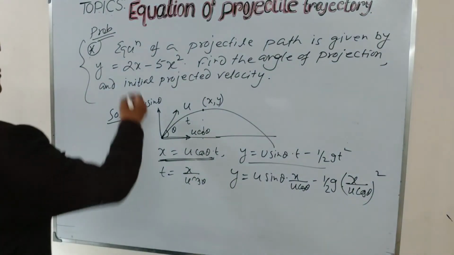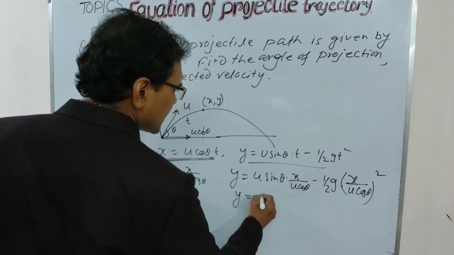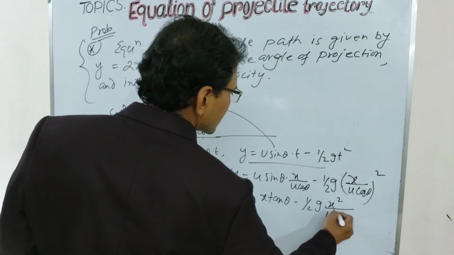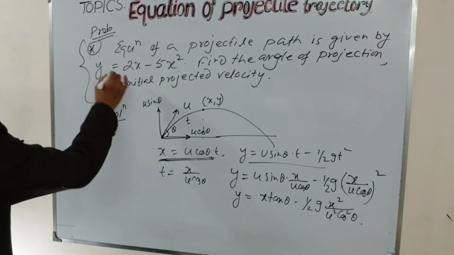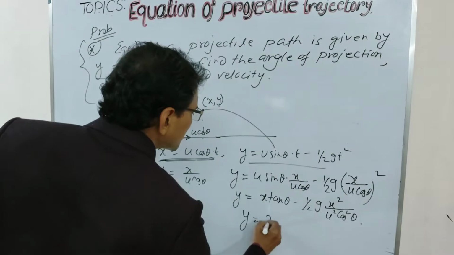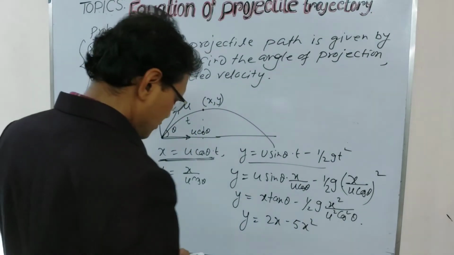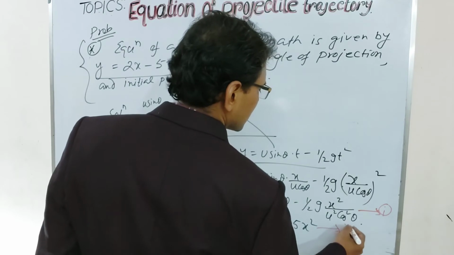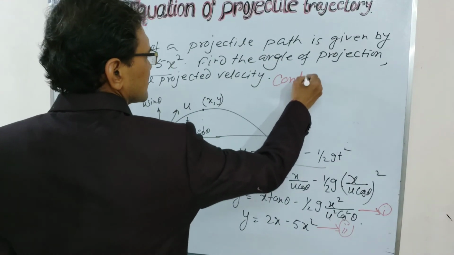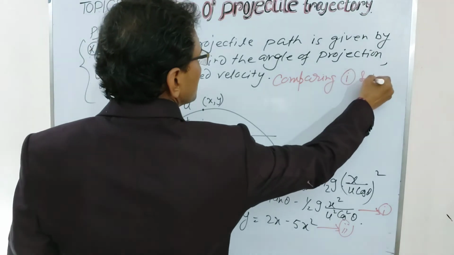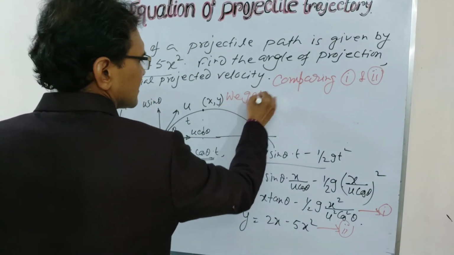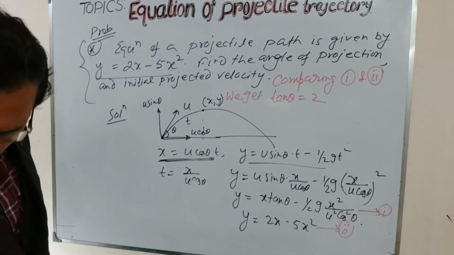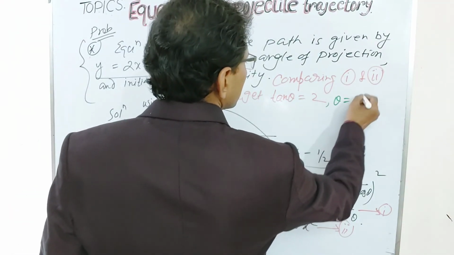So here the equation is y equal to x tan theta minus half x square by u square cos square theta. Now comparing this equation with this, comparing 1 and 2, we get tan theta equal to 2, so theta equal to tan inverse 2.